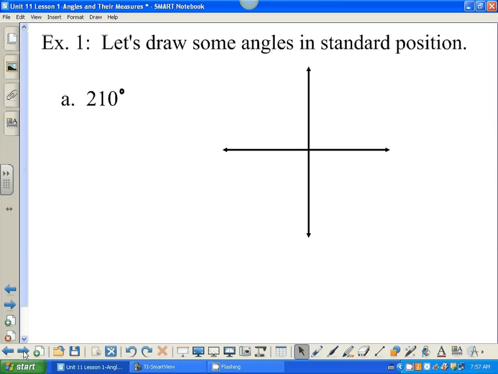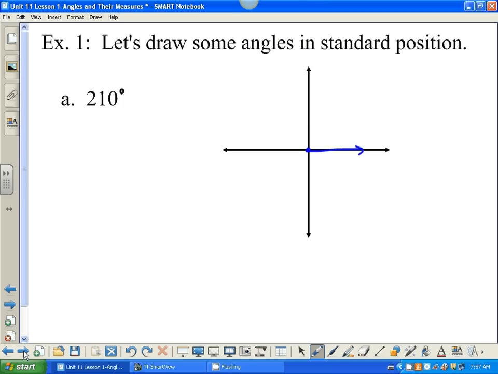So let's practice. Let's draw some angles in standard position. I'm not going to be the graph police. I'm not going to put up my protractor and make sure you're exactly at 210. Here's what I'm concerned with. All of you should start at the origin, and before I even look at the problem, I have my initial side. On a 210 degree angle, I'm looking for that you have the terminal side in the correct quadrant and that you have your arrow in the right direction.